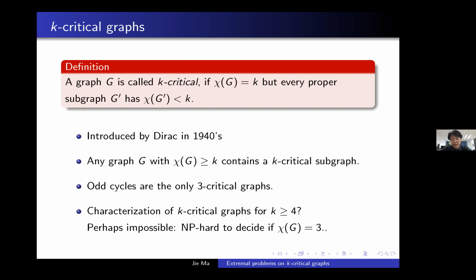Now, coming to the characterization of K-critical graphs, it's only known that the 3-critical graphs are exactly the odd cycles. This is an if and only if statement. It would be nice to know a structural characterization for K-critical graphs for K at least 4. But this is kind of an impossible task, because one reason is that it's already NP-hard to decide if a graph has chromatic number equal to 3. It's linear time to know if chi is at least 3, but it's NP-hard to tell if chi is equal to 3.